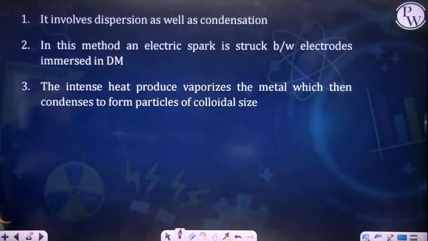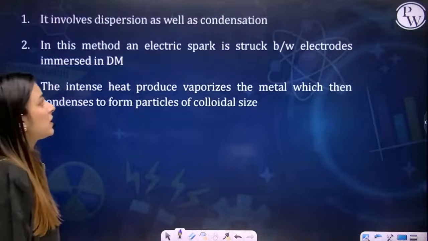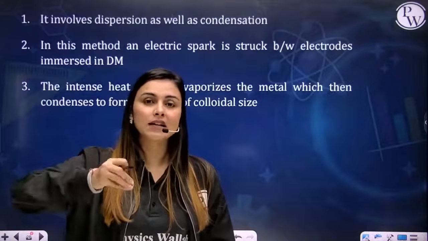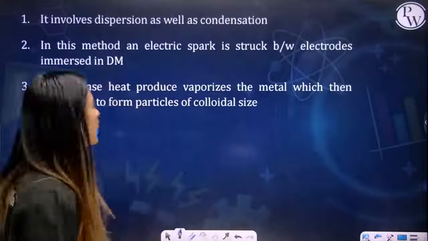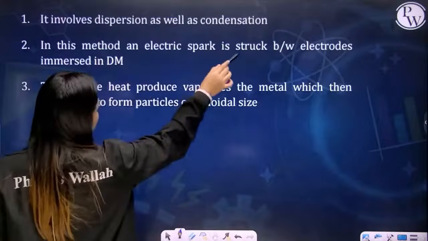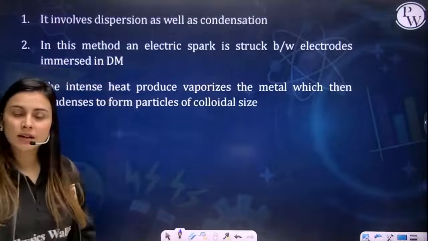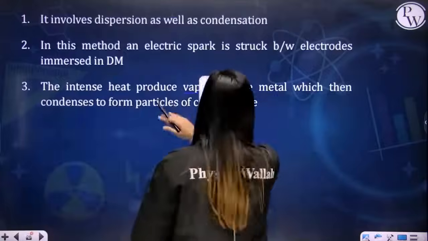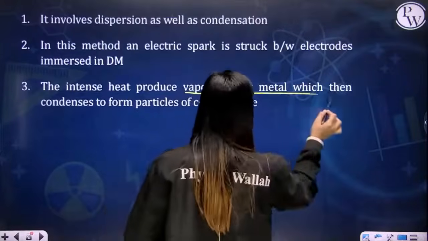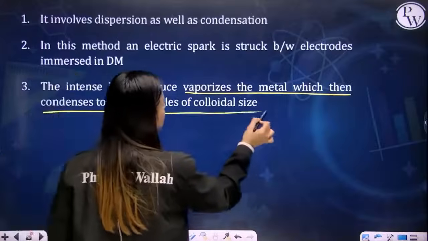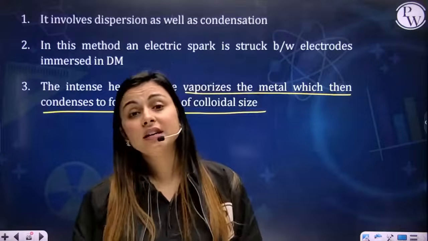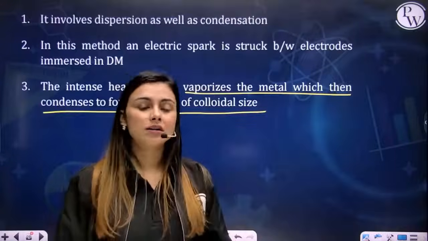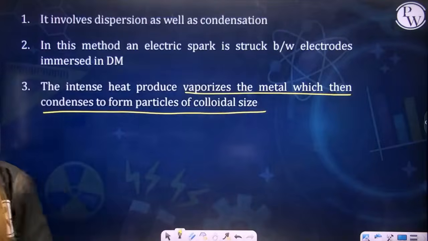Now let's see. It involves dispersion as well as condensation. Obviously, dispersion is taking place, at the same time condensation is taking place, and that is the reason your colloidal solution is formed. In this method, an electric spark is struck between the electrodes immersed in the dispersed medium. The intense heat produced vaporizes the metal, which then condenses to form particles of colloidal size. And finally, you get your colloidal solution. I hope you're clear with how Bredig's arc method works. Okay, perfect. Please write it down and then we'll move forward.